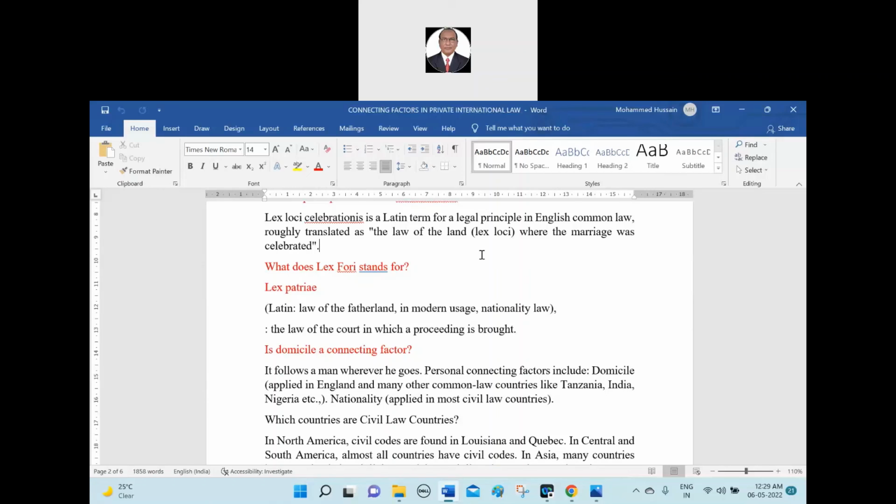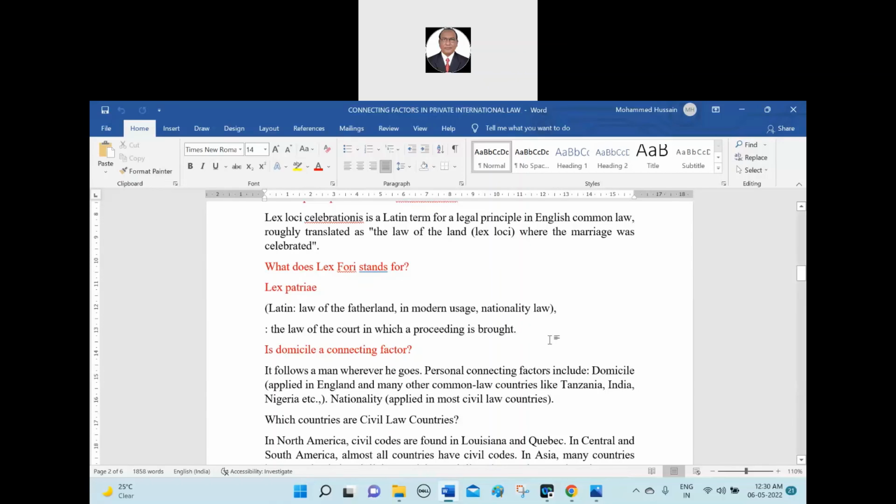Adversarial system. In Tanzania also, it is a common law system where we follow the adversarial system, because until you prove it, the accused is innocent. When you prove it, then the accused will be a culprit and can be punished. In the further lectures also I have made it very clear which are the common law countries, which are the civil law countries, and what they follow.